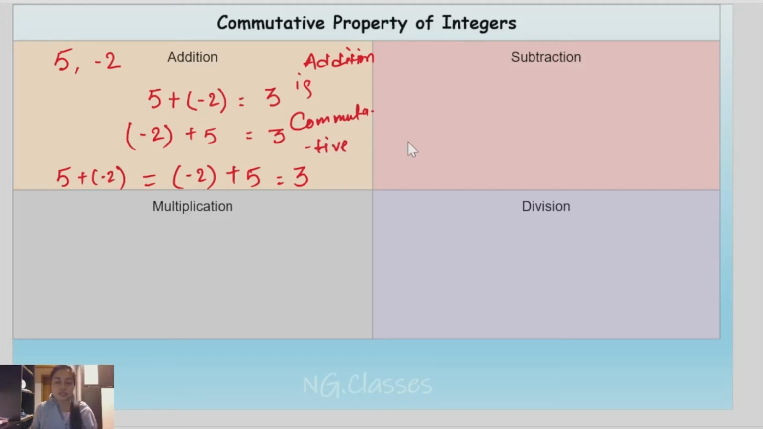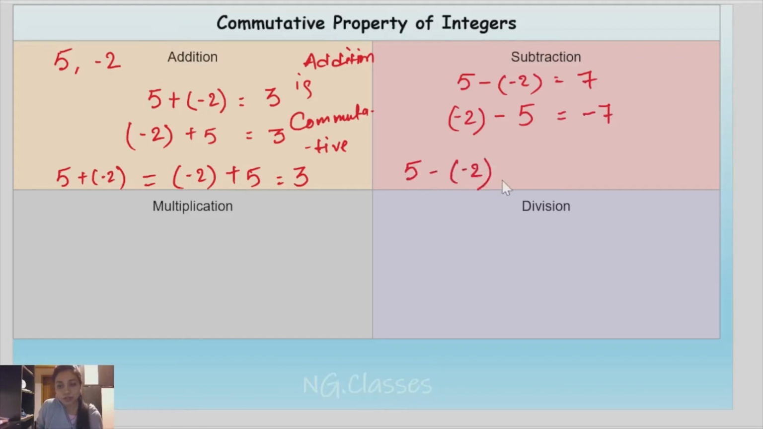Same thing we'll check for subtraction. 5 minus 2. This will be 7. What about minus 2 minus 5? This will be negative 7. Now we can say 5 minus 2 is not same as minus 2 minus 5. So subtraction is not commutative for integers.